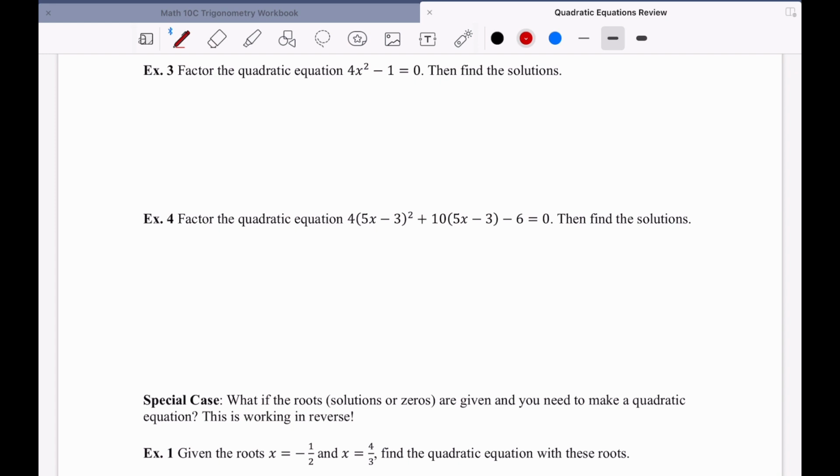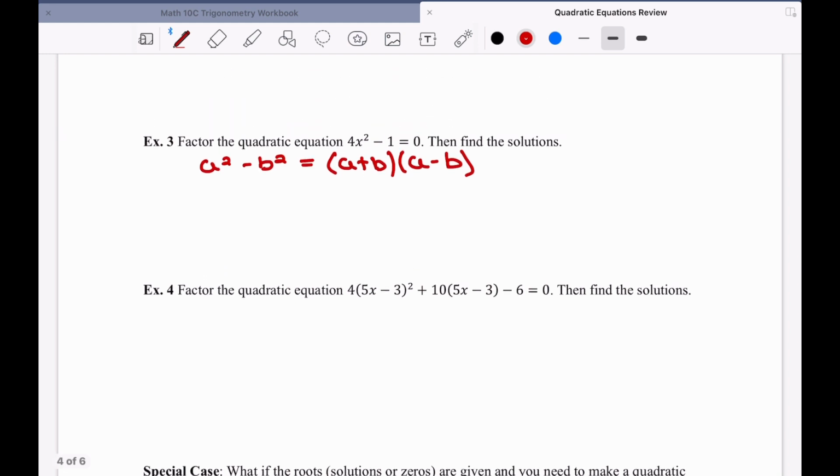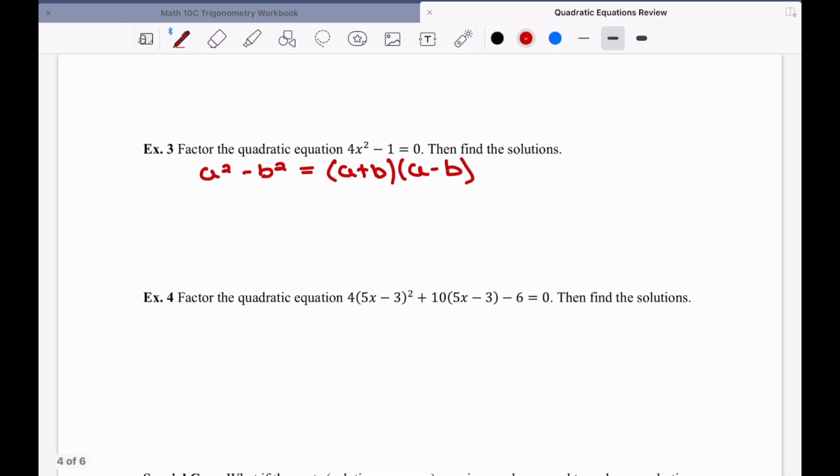And we know that a difference of squares is written as a squared minus b squared is equal to a plus b and a minus b. Now, what is a squared and what is b squared? I'm going to classify just based on the problem. I'm going to write this one, the 4x squared, as my a squared, and 1 will be my b squared.